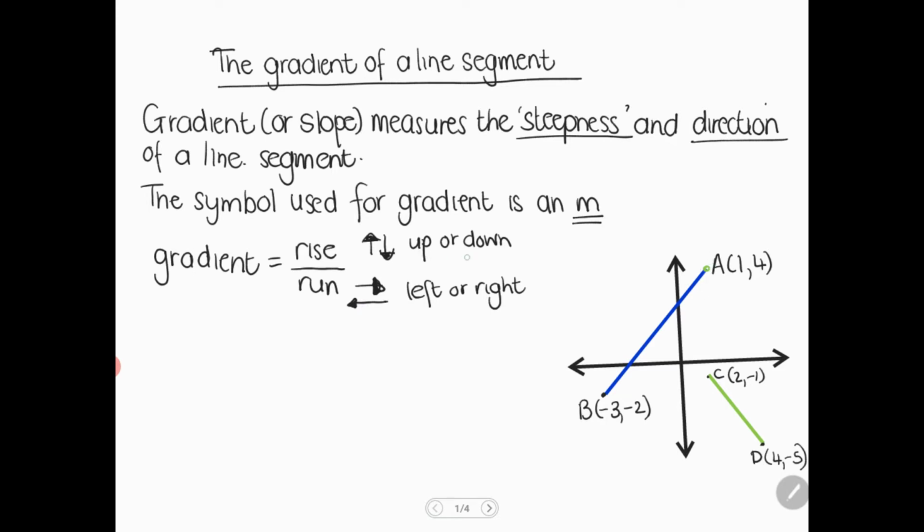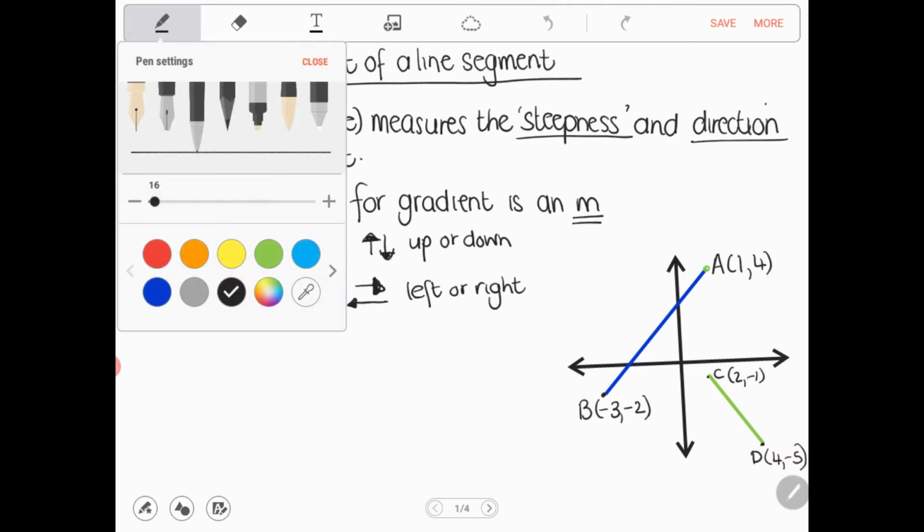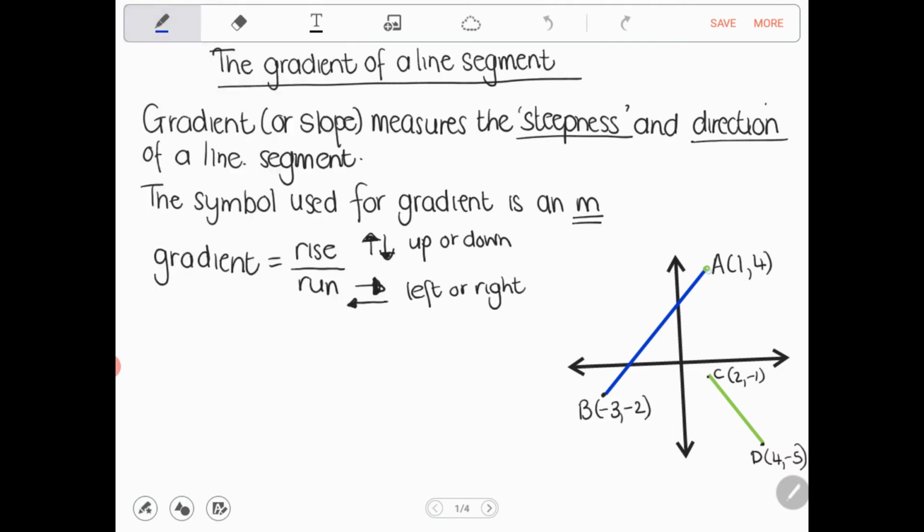So that would be your Y movement. And how many we ran left or right. So let's look at the blue line here. And if we look at the blue line, let's just see how far we are running up and down. So up and down will be our Y. So the gradient of AB.